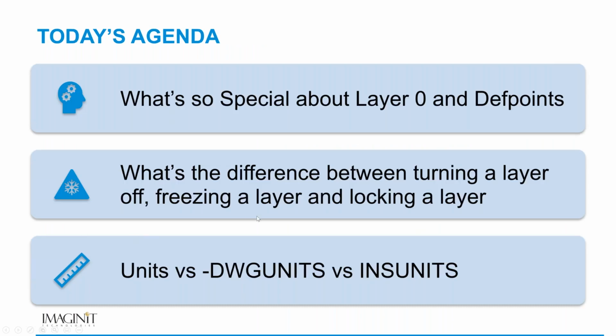So today's agenda. First things first, we're going to talk about what's so special about Layer 0 and Defpoints. This is a common question that comes up, believe it or not: why is Layer 0 so special? And then we're going to talk about the difference between turning a layer off, freezing a layer, and locking a layer. It's important to know that there are differences between them and things that you can and can't do. And then the last thing we're going to talk about is DWG units versus insertion units, INSUNITS. We're going to talk about all three of these things today.